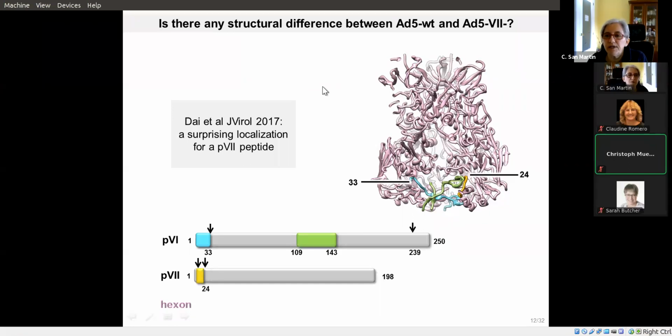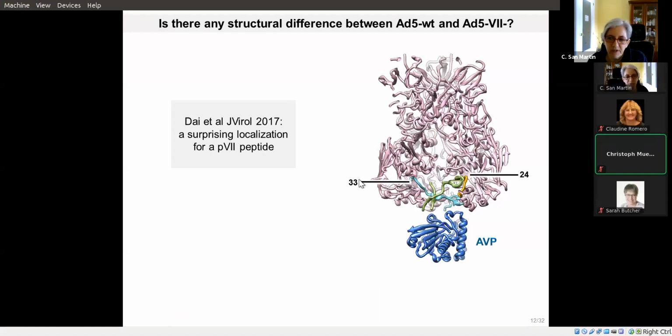Okay, so we obtained cryo-EM maps of wild type and 7- particles. One thing interesting here that I was forgetting is that this site here is the cleavage site where the maturation protease needs to cut these two proteins. But as you can see here, this is the protease. This cleavage site is hidden, recessed in this cavity.